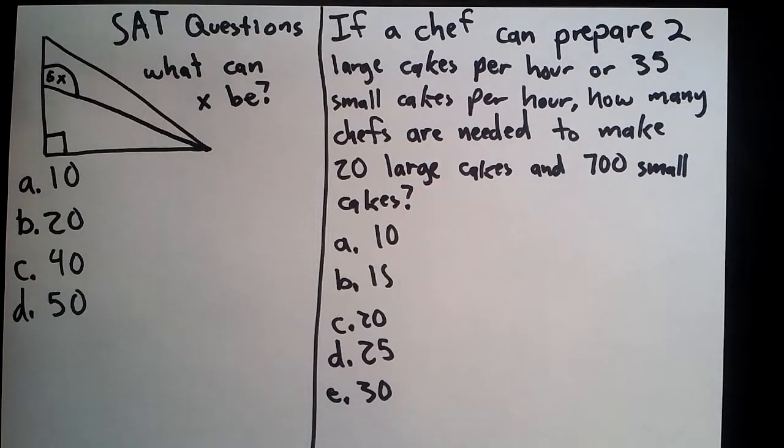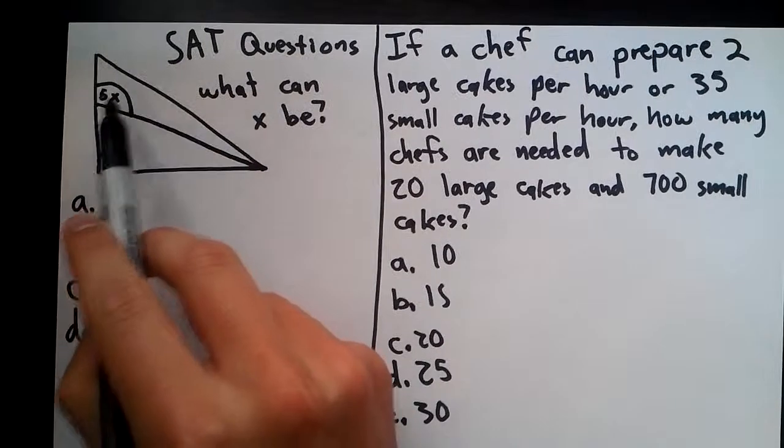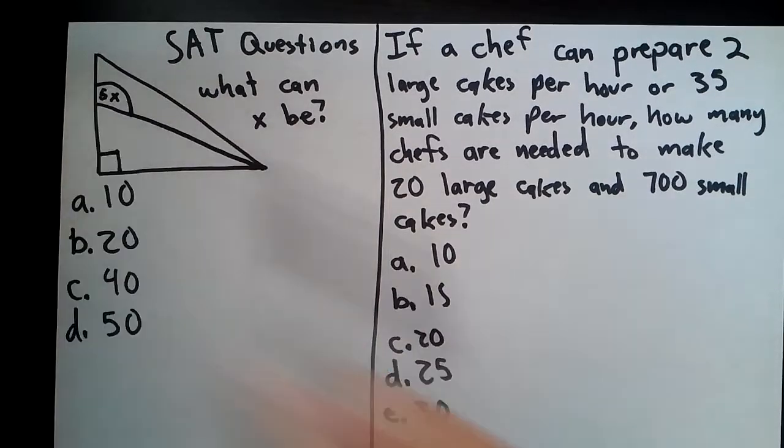So today I'm going over some SAT questions. These questions were taken off of a website and they're likely to be on an SAT test for the math section. Let's look at the first question. It says, what can x be? It has a triangle, and that angle right there says 5x. So it's asking what x can be.